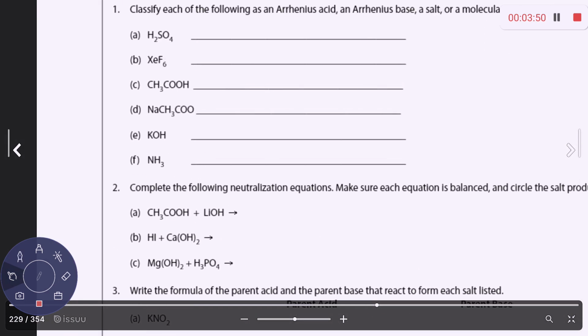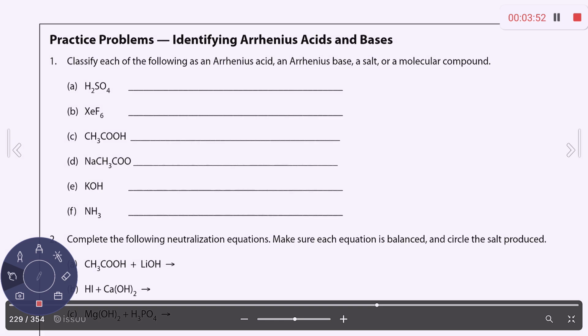On the next page, they ask us to classify these substances as well. So A is H2SO4. What would that be? Acid, because it contains a hydrogen. How about XeF6? Molecular, because those are nonmetals. How about C? Careful here.